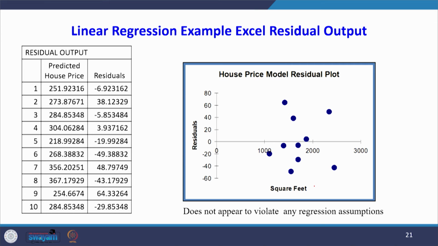Another way to test whether the errors are independent or not is to plot the residuals. So, in our example, when you plot the residuals, you see that there is an equal number of points above the mean, above this standardized residual value, and below the standardized residual value. So, what is happening? It does not appear to violate any regression assumptions, because the error terms are randomly distributed.